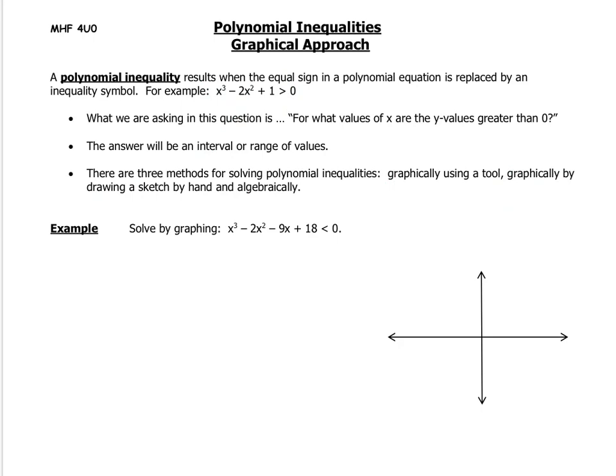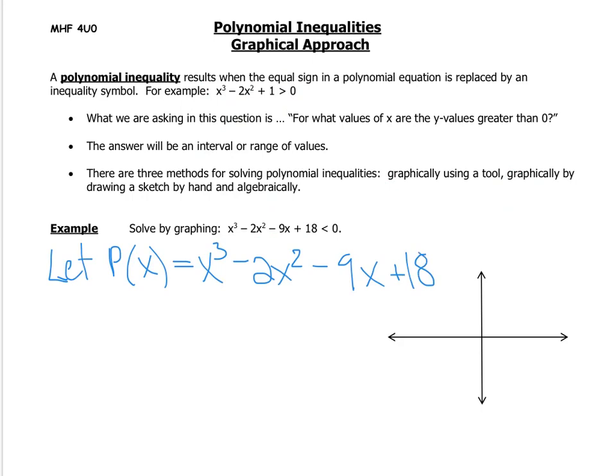To solve a polynomial inequality by graphing, the first thing we need to do is look at the left-hand side, let p of x be that, and graph the polynomial. So let's start off. We let p of x be the polynomial, and we're going to go through our usual work of factoring this. Looks like 2 is going to work. So p at 2 is going to equal 0. Then we know that x minus 2 is a factor.